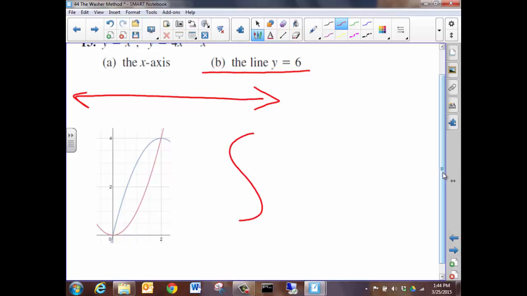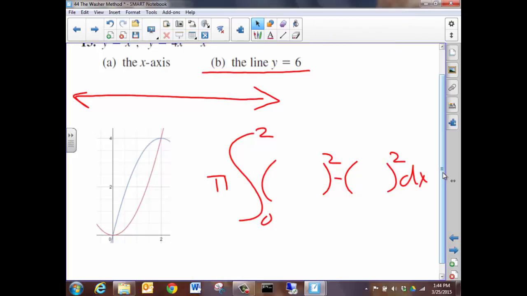Kelsey, dx or dy? Dx, okay. Pi. What are my limits of integration going to be? 0 to 2. All right, Kelsey, do I have a void when I sweep this thing around? Okay, so that means I've got something squared minus something squared. All right. Now, Claire Daniel, what's the first something for this one, you think? 6. 6 would be the distance from here all the way down to here, right?